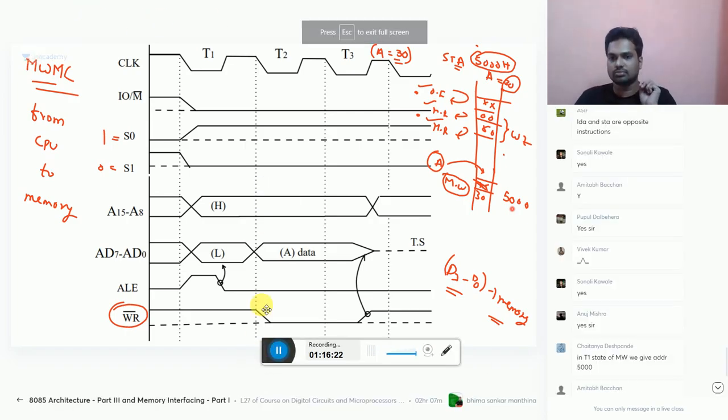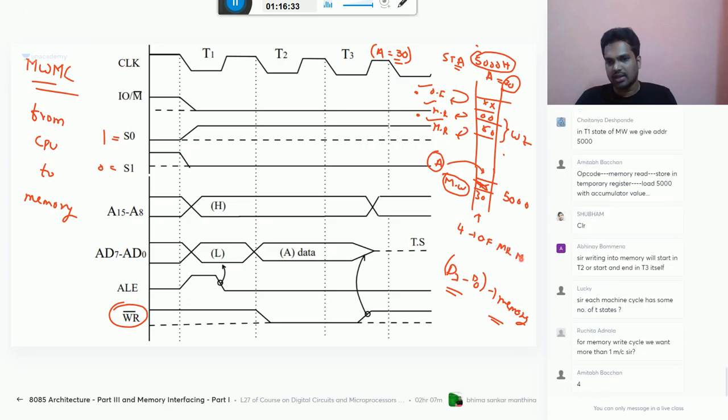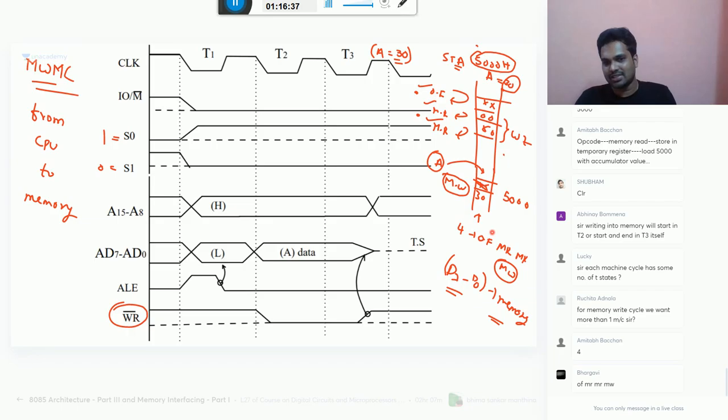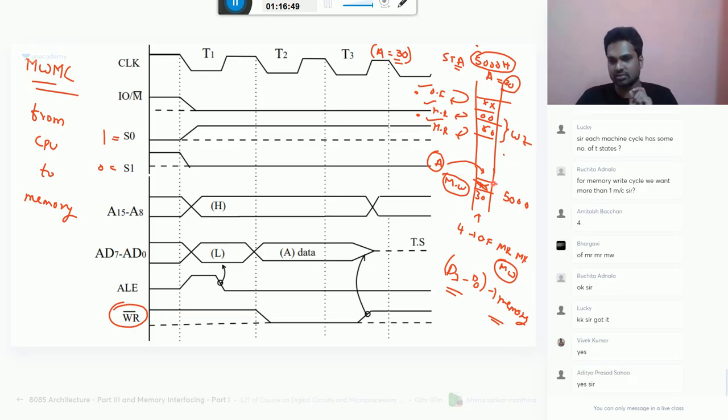So in this particular instruction, how many machine cycles are there? 4. One opcode fetch is there, one memory read is there, another memory read is there, another memory write. Don't take it as 4 T states. These are 4 machine cycles. Got it? So memory write is a part of an instruction.